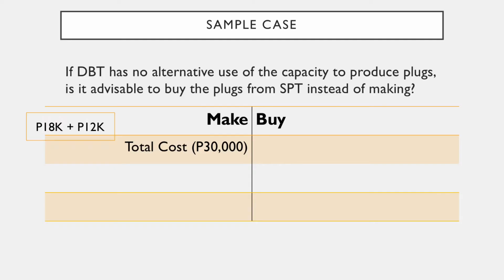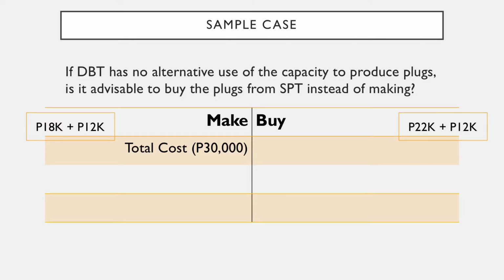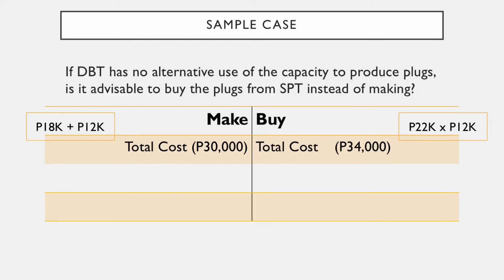Now, considering that the 12,000 fixed overhead is presumed to be unavoidable, when we are going to buy, we still have to incur that 12,000. So, 22,000, the cost of purchasing the components, plus 12,000, the fixed overhead, which will still be incurred, we will have a total of 34,000 pesos. At this point, we would see that the difference is still 4,000 pesos and it still favors the make option.